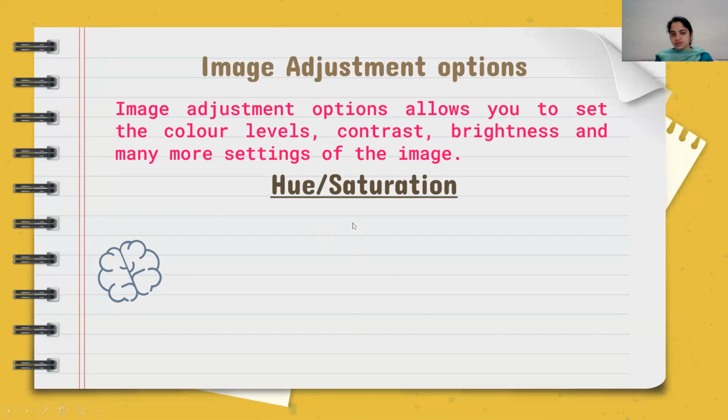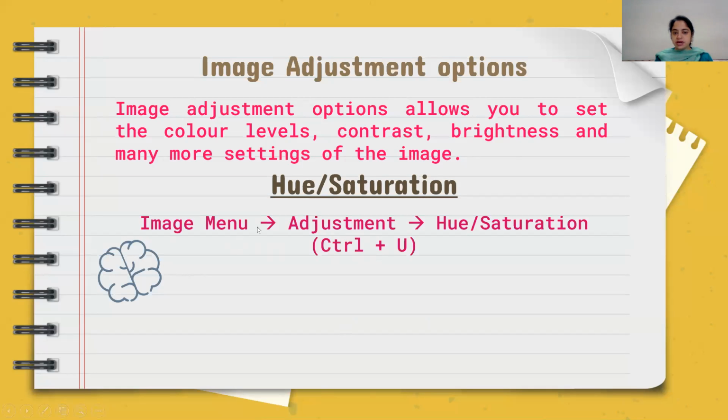Hue and saturation. This dialog box helps you to set the contrast and brightness and the intensity of the colors. Image menu, adjustment option, then hue and saturation option. Again, this is the menu command. You will learn what is the menu command to open the hue and saturation dialog box. That is image menu, adjustment option, hue and saturation. What is the shortcut key to open the hue and saturation dialog box? Control plus U.